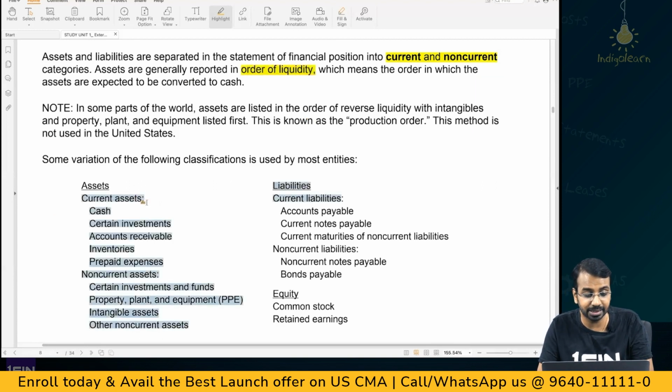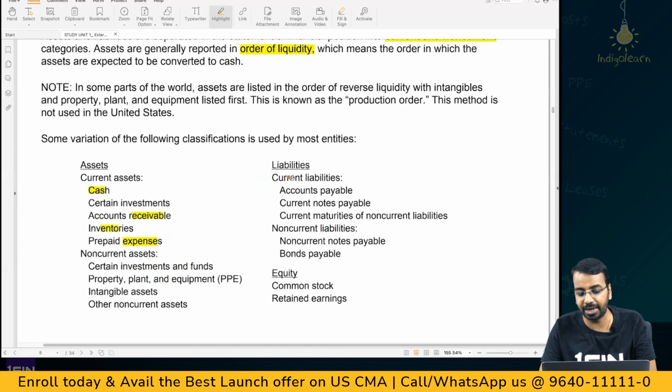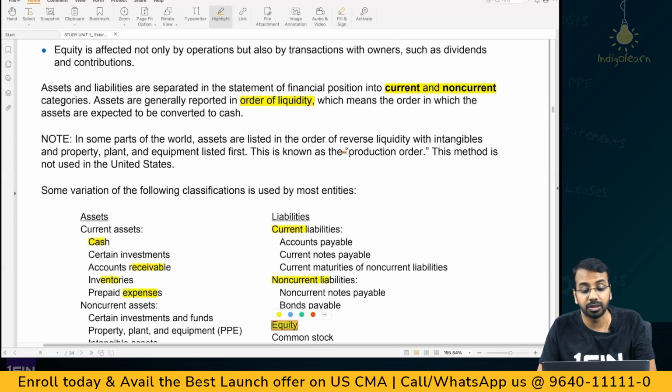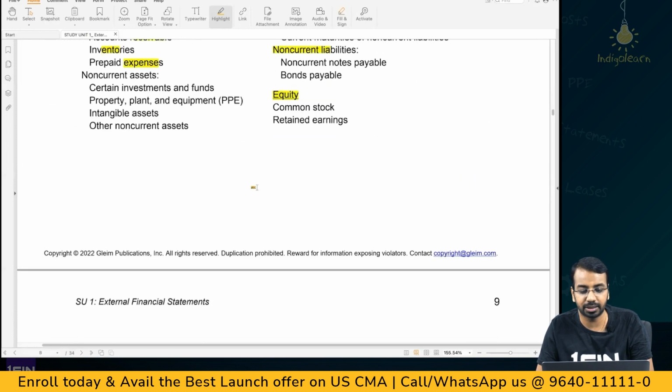So you have current assets first, in that you have cash, short-term investments, account receivables, inventories, prepaid expenses. In that order you are presenting. Liabilities also accordingly, current liabilities first, non-current liabilities next, and equity last. Okay, this is called the liquidity order. You also can use the reverse liquidity order or the production order, which is presenting non-current assets first, then current assets, then non-current liabilities first, then current liabilities, then equity. Okay, so this is the format in which you will present in the financial statements.